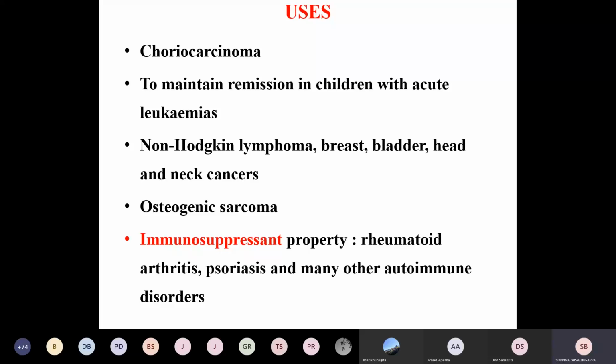Uses: choriocarcinoma. It is also used for remission in acute leukemias. Earlier the drugs of choice were cyclophosphamide and busulfan. After that, you give this drug to maintain remission, free from the disease for some time. Non-Hodgkin's lymphoma, breast, bladder, head and neck cancer, osteogenic carcinoma. It has immunosuppressant property, so it is used in rheumatoid arthritis, what are called autoimmune diseases, psoriasis and many other autoimmune diseases.